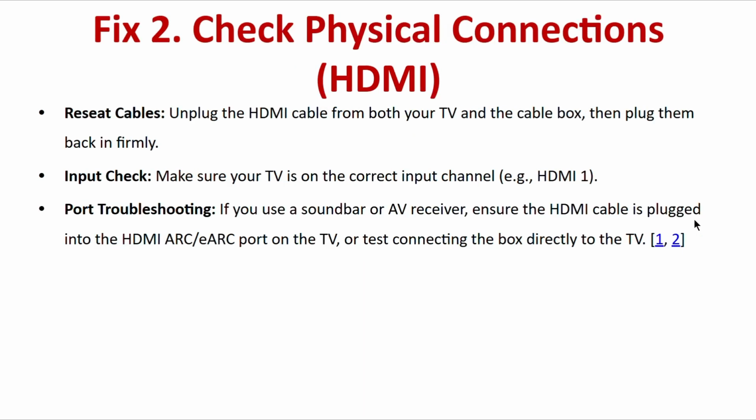Fix 2: Check physical connections, HDMI. First, reseat cables. Unplug the HDMI cable from both your TV and the cable box, then plug them back in firmly. Next, input check. Make sure your TV is on the correct input channel, for example HDMI 1. Now, port troubleshooting. If you use a soundbar or AV receiver, ensure the HDMI cable is plugged into the HDMI ARC/eARC port on the TV, or test connecting the box directly to the TV.